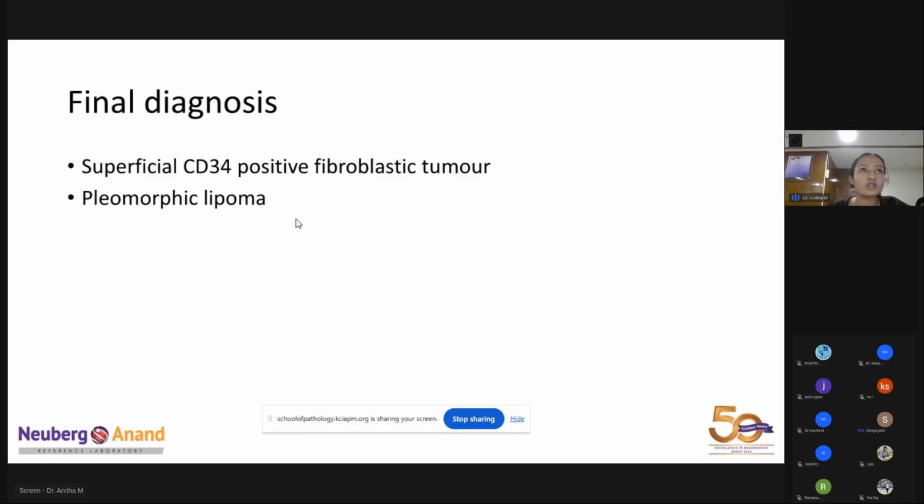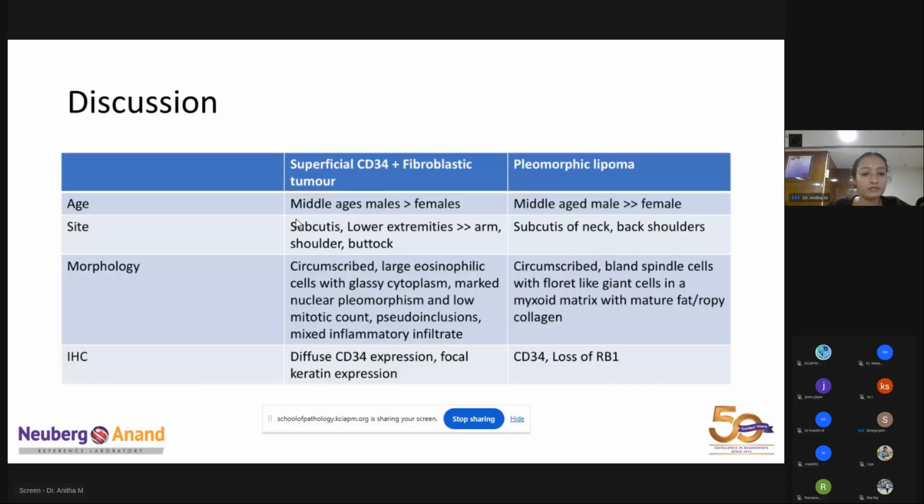Both of them can show CD34 positivity. So superficial CD34 fibroblastic tumor is common in males, especially middle-aged males. It presents as a subcutaneous lesion involving not only the lower extremity. On microscopy, it's a very well circumscribed tumor with fascicular arrangement of large eosinophilic cells with glassy cytoplasm, marked nuclear pleomorphism, low mitotic count, and pseudoinclusions in a background of mixed inflammatory infiltrate.